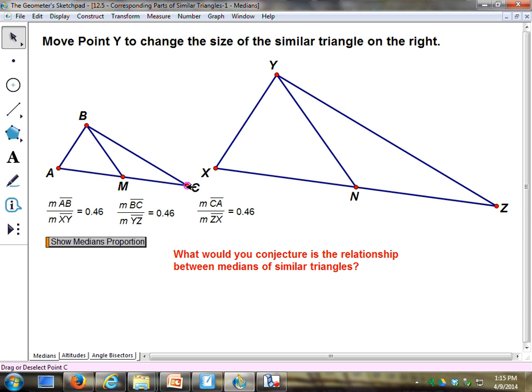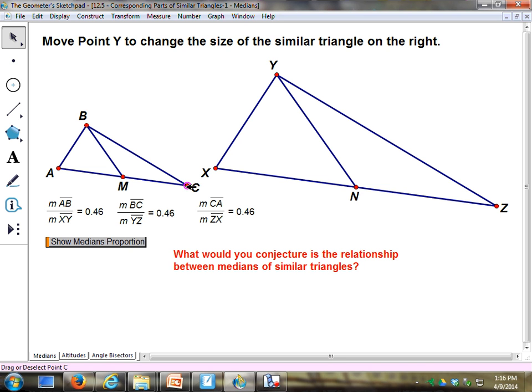Okay, so let's say I have this. What can you tell me about the ratio of AB to XY? What's the ratio of those two sides? 0.46. So what's the ratio of the bottom part, CA and ZX? 0.46. So what can you tell me? What's the word? Starts with a P. If this over this is equal to this over this, those two sides must be proportional. So these sides are proportional to each other.